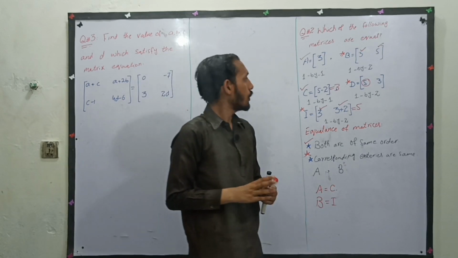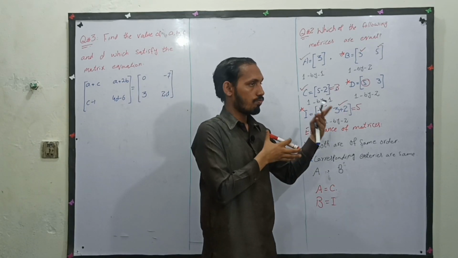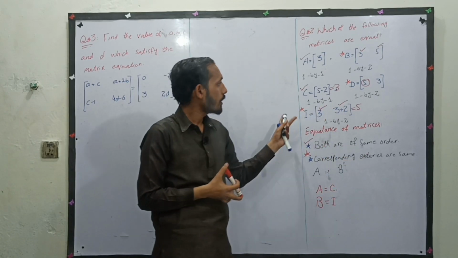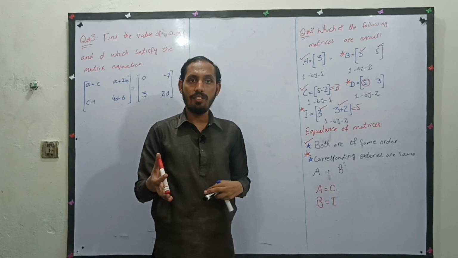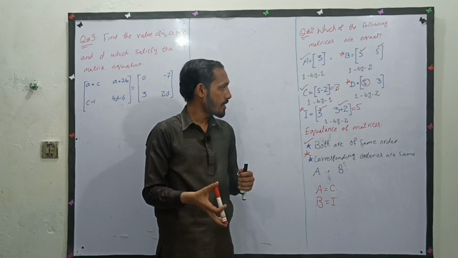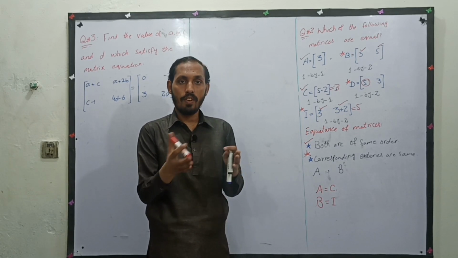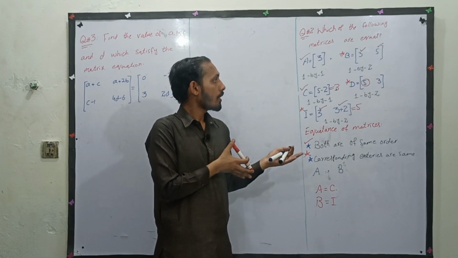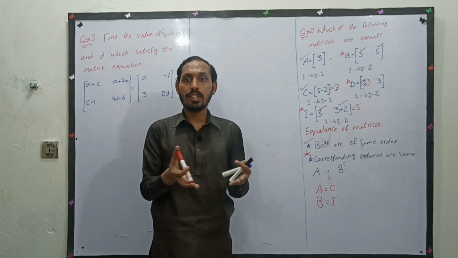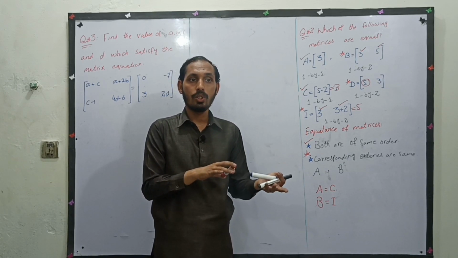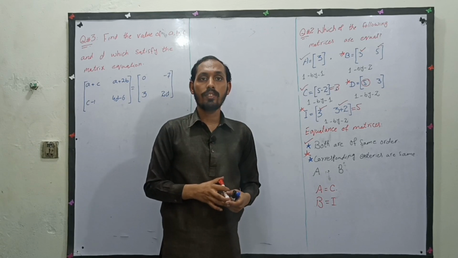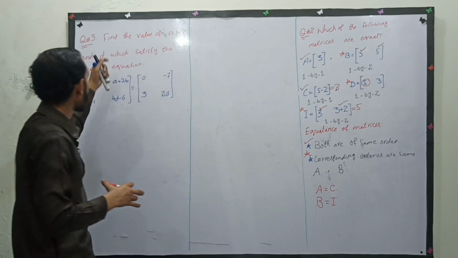So in this way you have to solve the question for E, F, G, H, which of the given matrices E, F, G, H are equal to each other. You have to solve this question by yourself. Now move to question number 3.